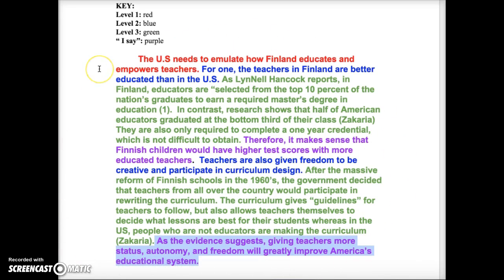So as you're writing your body paragraphs, please keep these different levels of specificity in mind, and I wish you the best of luck. Email me if you have any questions.